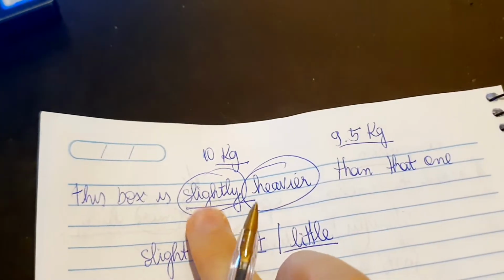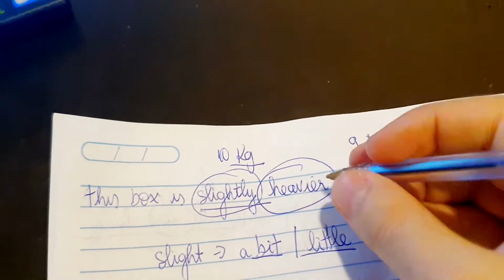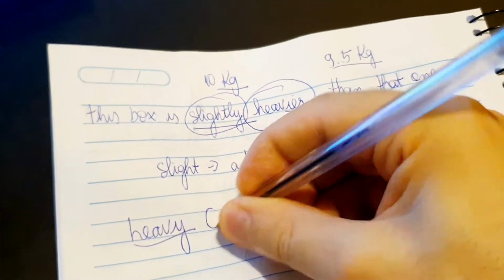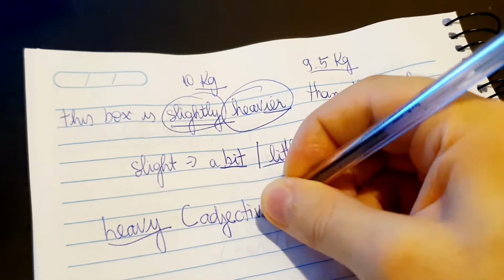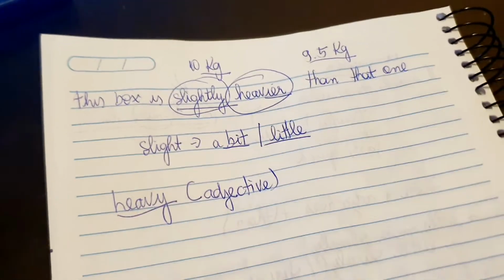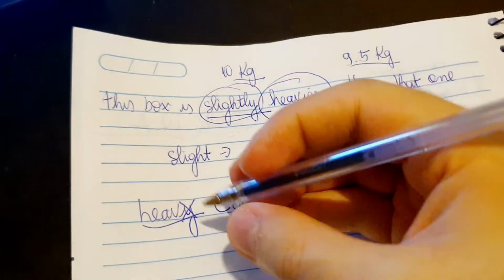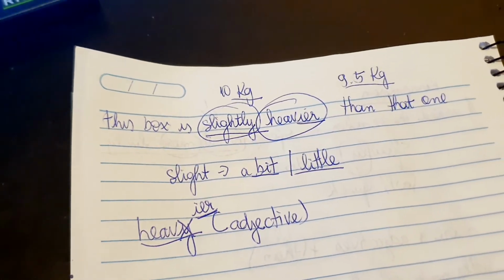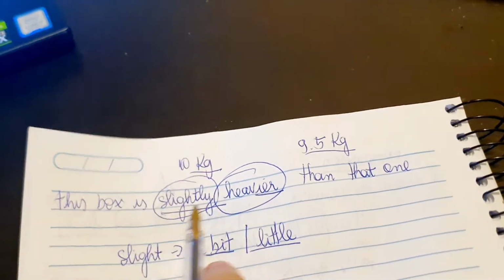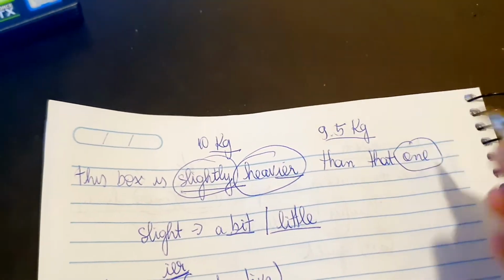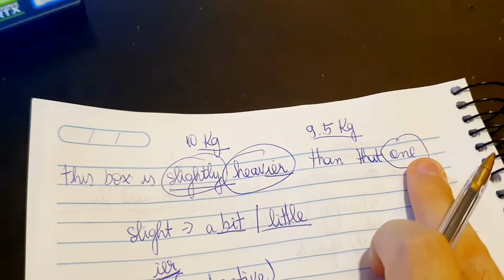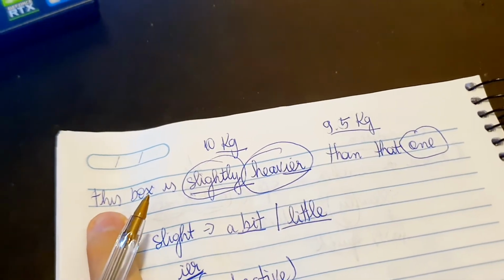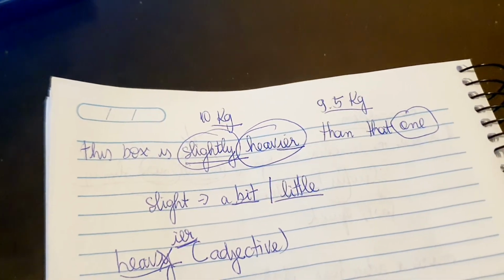Slightly is an adverb and it's modifying the meaning of heavier, which comes from the adjective heavy. And as I make the comparison of superiority, I drop the y before adding IER, right? So it's an adjective here. And this box is slightly heavier than that one. One here is a pronoun. That means box. I have this box, the box which is close to me, and that box, the box which is far from me.